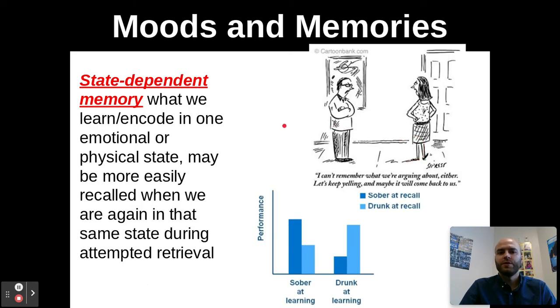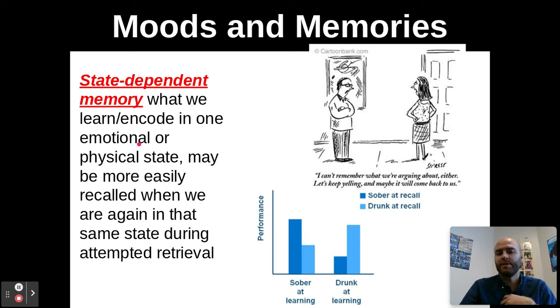A couple more retrieval cues. So we have state-dependent memory, and this is what we learn or encode in one emotional or physical state, maybe more easily recalled when we are again in that same state during attempted retrieval. So I know what you're thinking. This sounds similar to context-dependent memory. Context-dependent is the physical environment that you're in, the things around you, the place that you are. In state-dependent memory, it's much more internal. It's your physical state or your emotional state. And what do those things mean?